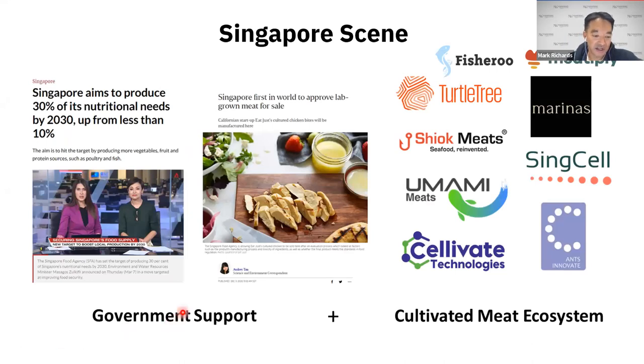So this is the Singapore scene today. There's pretty good government support in the form of alternative protein research grants.